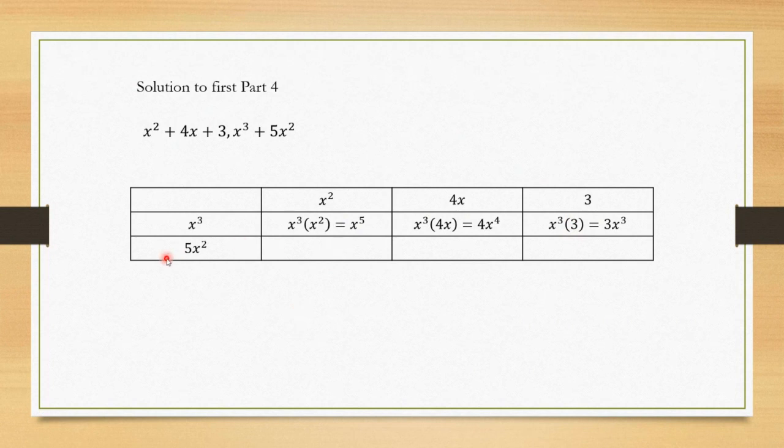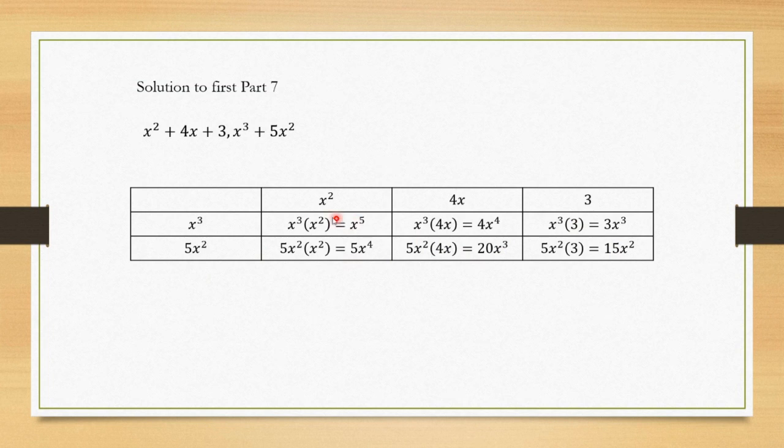Down here, 5x squared times x squared. We have 5x to the 4, as you can see. Over here, 5x squared times 4x, we get 20x cubed. Again, we're multiplying. You multiply the coefficients, that gives you the 20. Multiply the variables, you just add their exponents. You get 2 and 1, which is x cubed. Finally, we have 5x squared times 3, which is 15x squared. Oh, wait, sorry, I got ahead of myself.